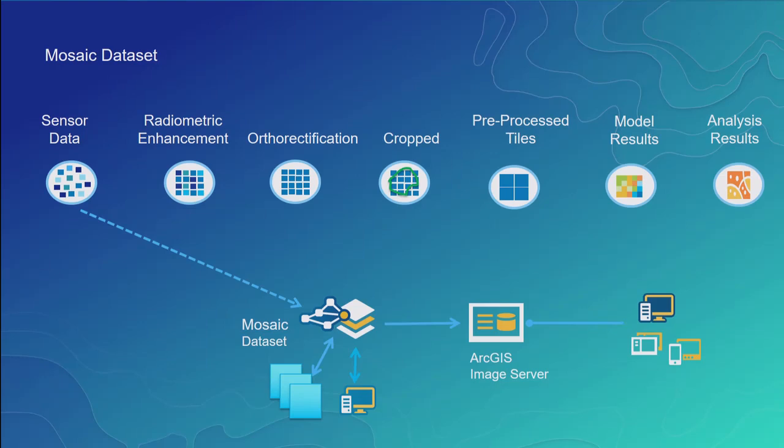The sensor data, or the raw data, gets ingested directly into the Mosaic dataset. The Mosaic dataset is just referencing these images. It's not recreating or rewriting these images in any way. Using ArcGIS Image Server, it's served out. All the processing instructions are stored within this Mosaic dataset. And as you're zooming, panning, and navigating around the Mosaic dataset on your client, this processing is applied on the fly.